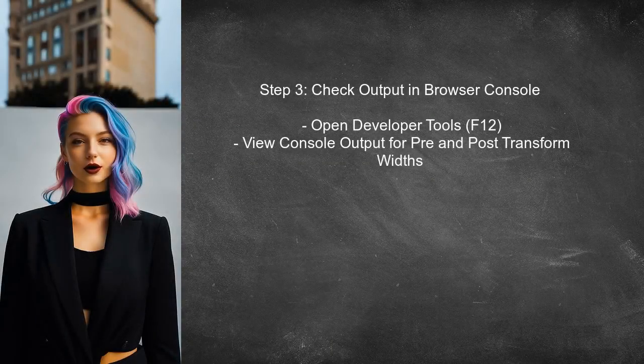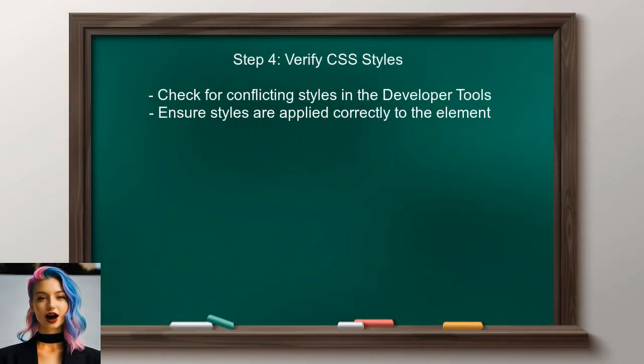After making these changes, the user should check the output in the browser console. They should see the updated widths, reflecting the transformation applied to the element. Finally, if the user still encounters issues, they should ensure that the CSS styles are applied correctly and that there are no conflicting styles affecting the element's dimensions.